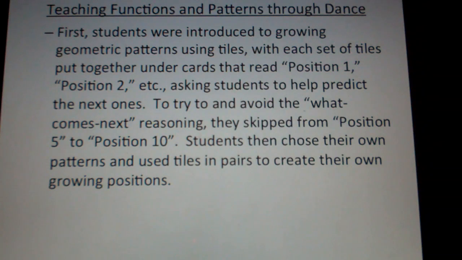After doing this in a whole group, students were sent back in pairs, and they were able to choose their own patterns, their own functions, and use the tiles to create their own growing geometric patterns using position cards. An advanced way to do this is to put together a tile formation and then put a question mark position under it, forcing students to work backwards and say, okay, if this is the equation and this is the answer, essentially the y, then what does the x have to be to get there? So there are lots of things you can do to show them visually using growing geometric patterns.